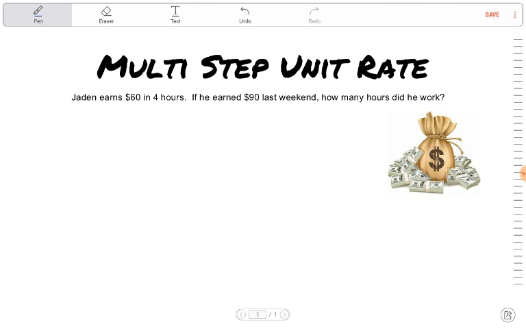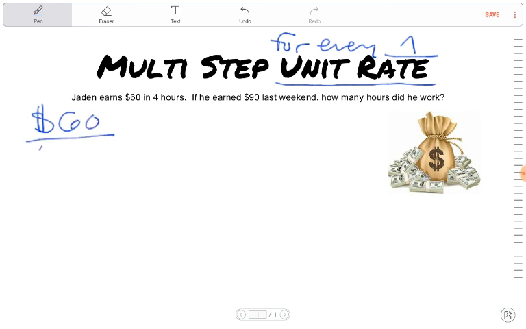So in order to solve this, I am going to first find the unit rate. And the unit rate is for everyone. For everyone. That's always what we're talking about. So Jaden earns $60 in 4 hours. I'm using my units here. So now let's talk about how much does he actually earn for every 1 hour.